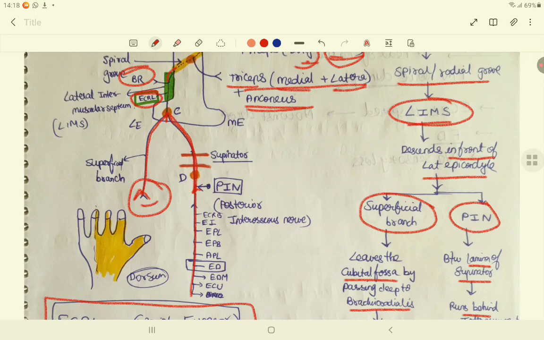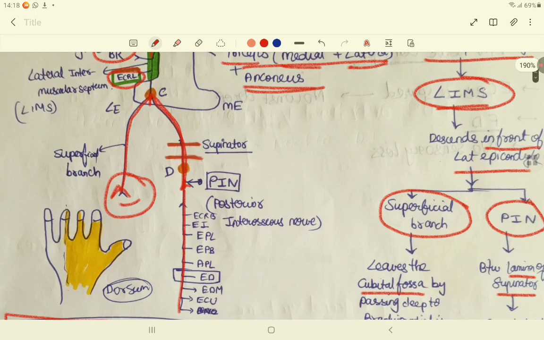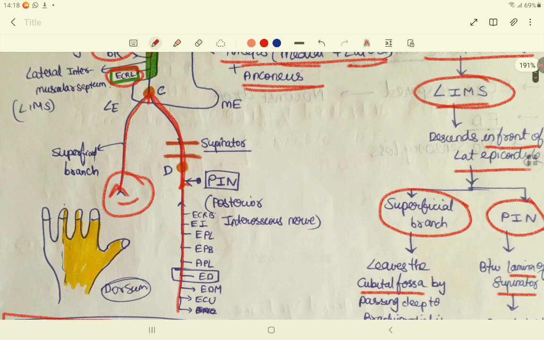That is the superficial branch and the posterior interosseous nerve. Once the posterior interosseous nerve comes, it runs in between the lamina of the supinator. So when there is compression of the supinator muscle, these two lamina can be compressed, and again there can be damage to the radial nerve. This is one of the possibilities of damage that can be caused to the radial nerve, right?